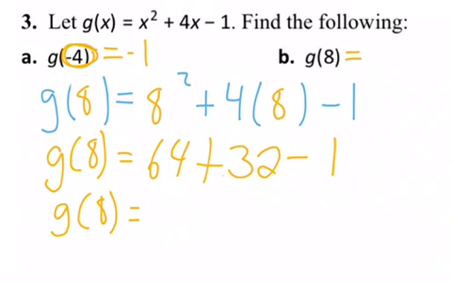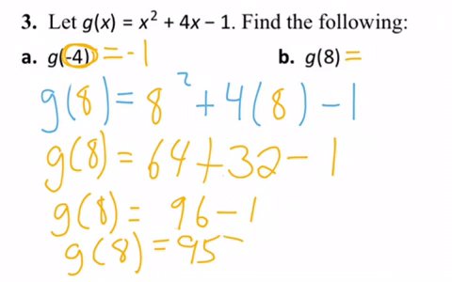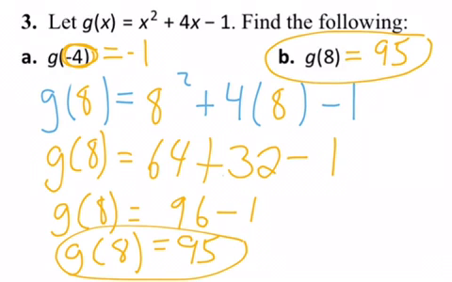So 64 plus 32 equals 96. Subtract 1. So g of 8 would equal 95. So g of -4 is -1, but g of 8 would be 95. There are my two answers.